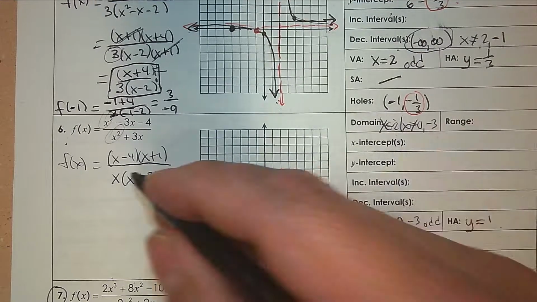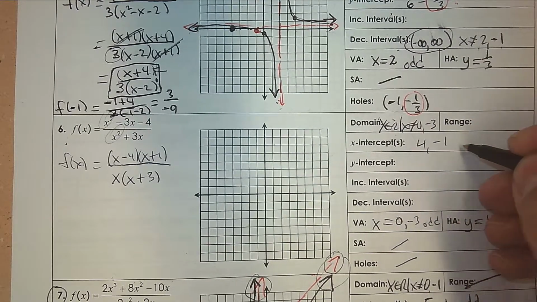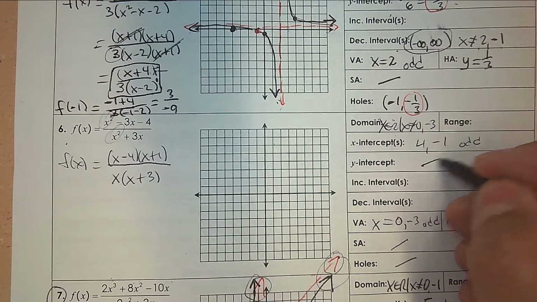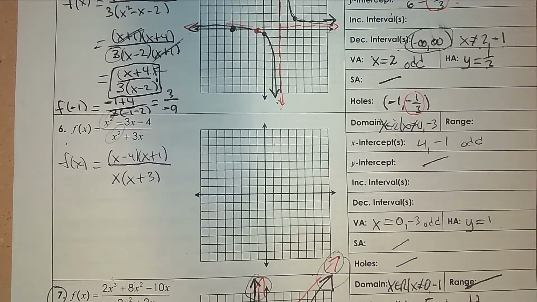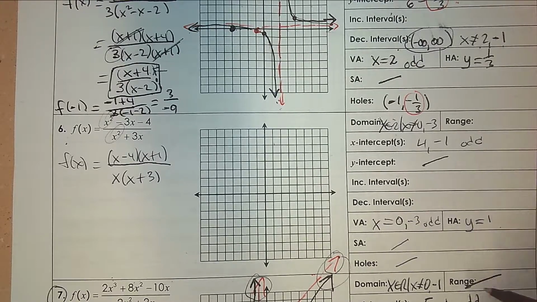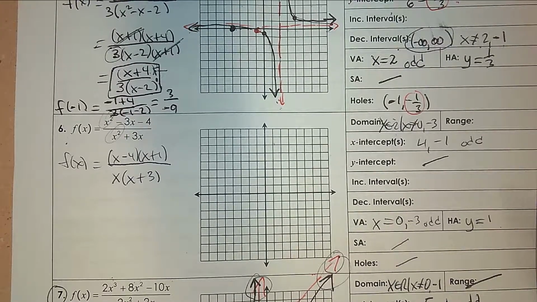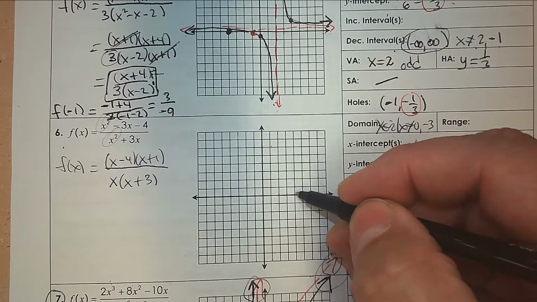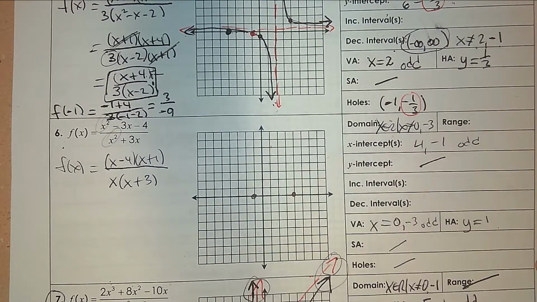We have x-intercepts at 4 and -1. Again, they are odd, so they're going to cross. The y-intercept, when you plug in, there's no y-intercept because it's undefined. We have an asymptote over the y-axis instead, and then we're going to graph it. So let's start with 4 and -1. There's no y-intercept.